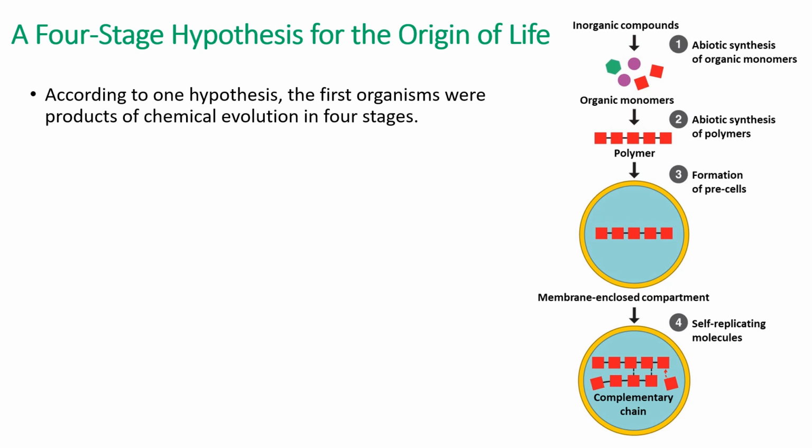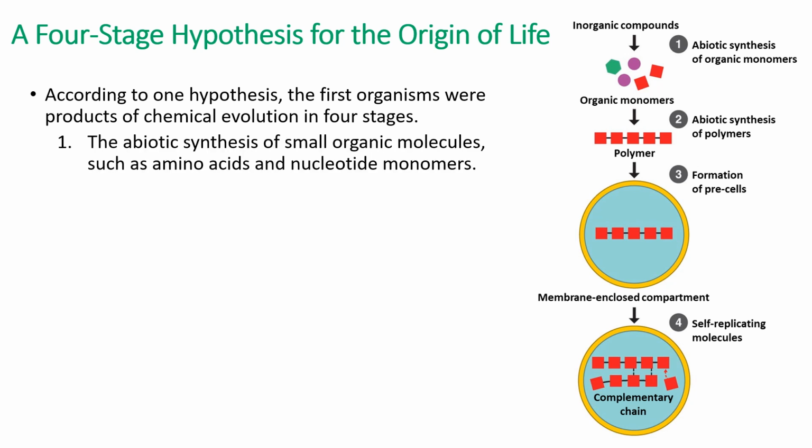So we're now going to go into the 4-stage hypothesis for the origin of life. Okay, and it's going to have these 4 steps that are going to outline what needed to happen and in what order for us to get to the first independent living unit that we would think of as a cell. So the first step is going to be the abiotic synthesis of small organic molecules.